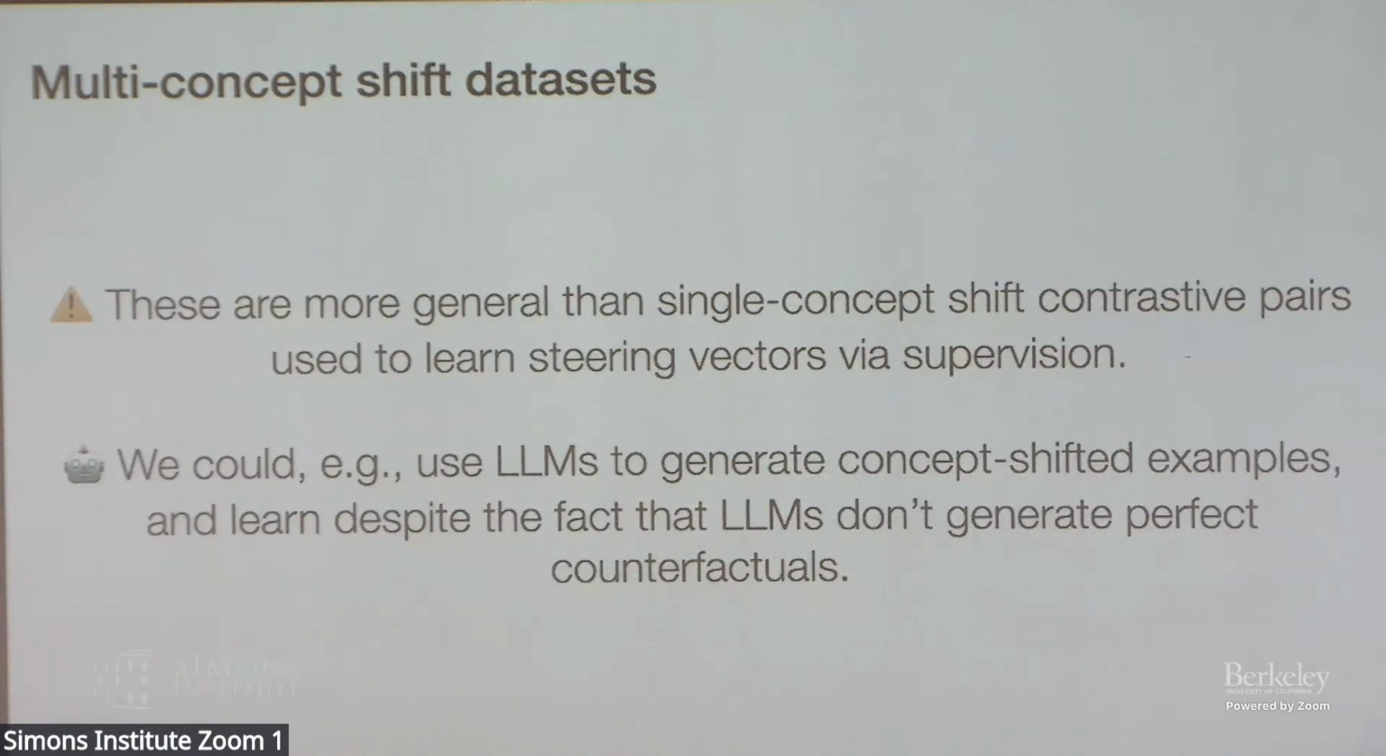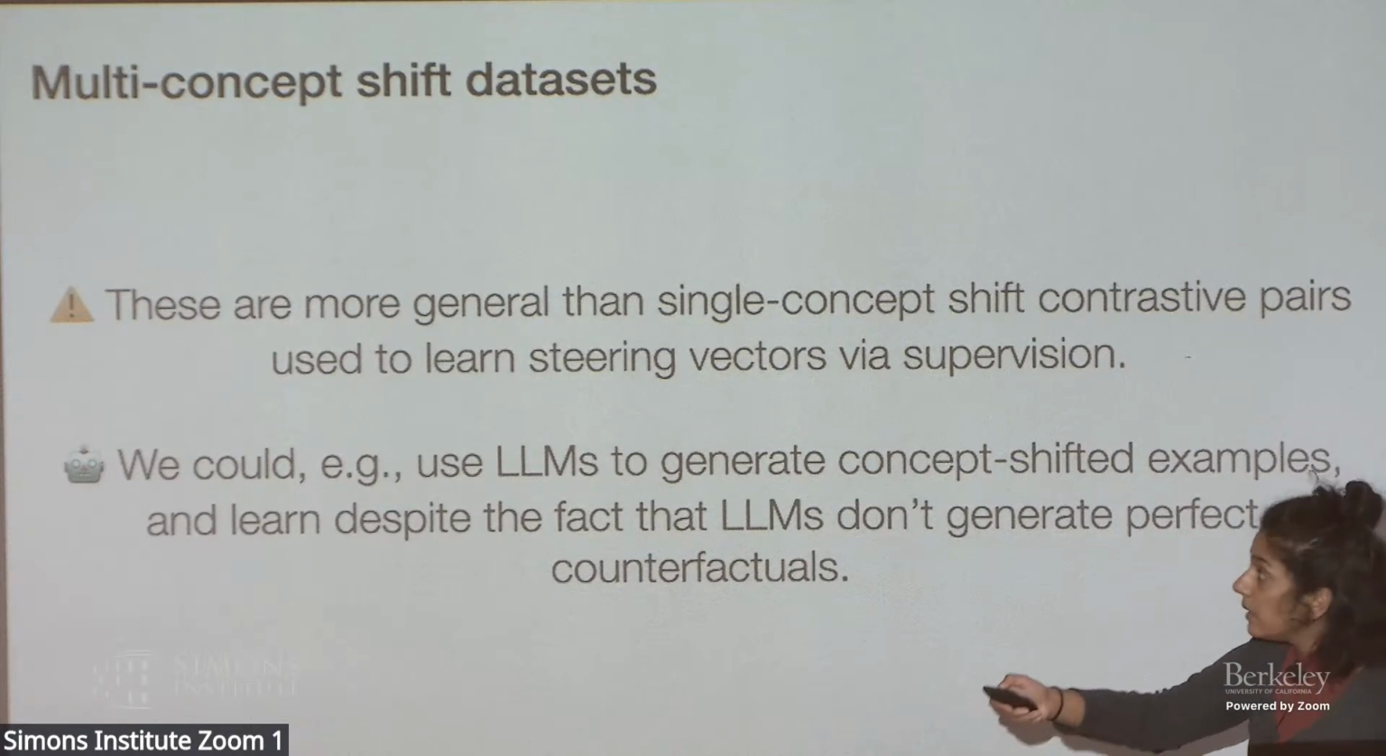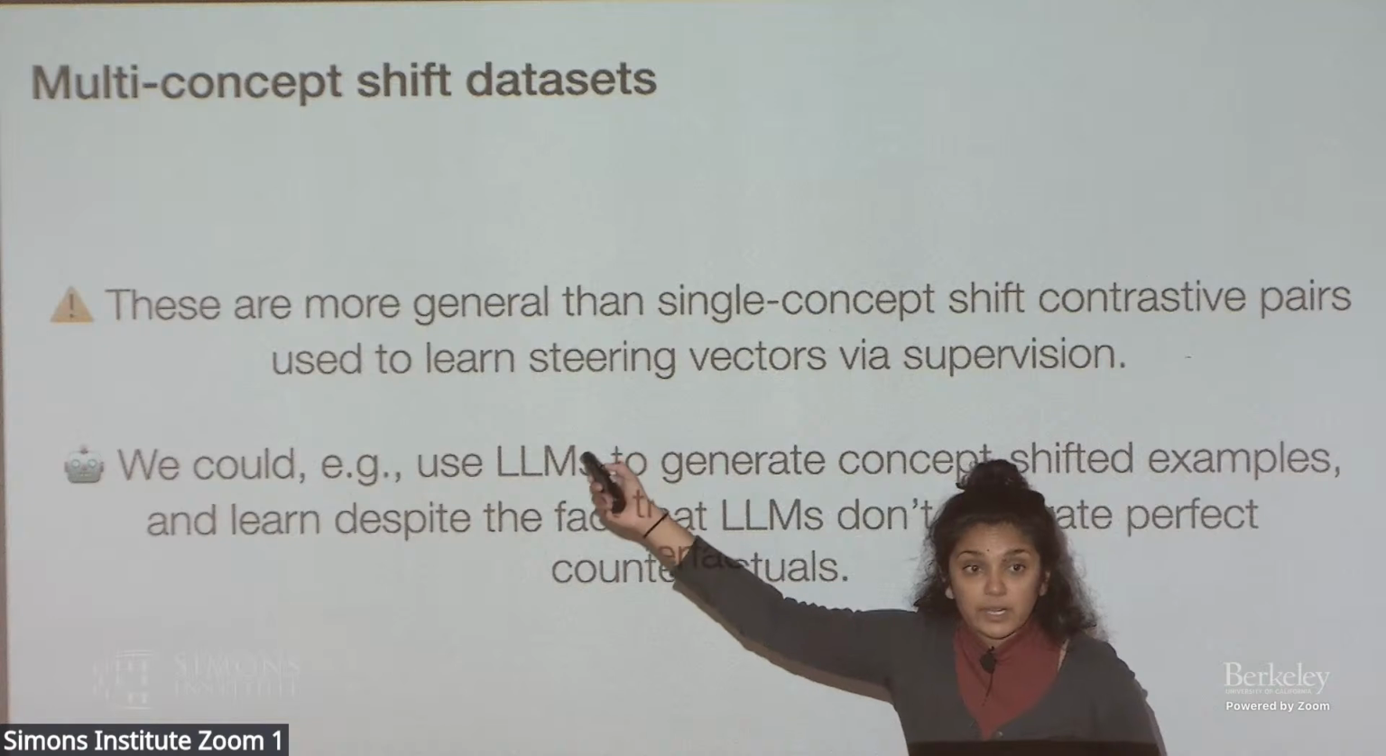There's a couple caveats I want to make very precise at this stage. So fact number 1, right? These are not single concept shift data. These are not contrastive pairs that people typically use to learn steering vectors, right? If you had pairs that varied only by a single concept, and you knew what that concept was, you can simply use those contrastive pairs. You can compare their embeddings and get the steering direction for the concept, right? That's what's typically done in supervised steering. That is not what this data is, right?